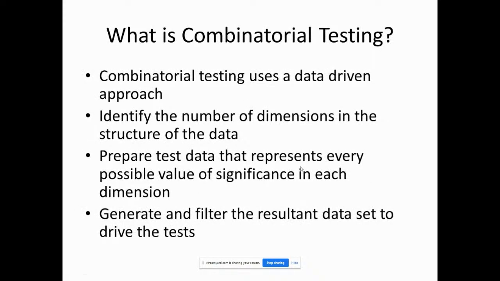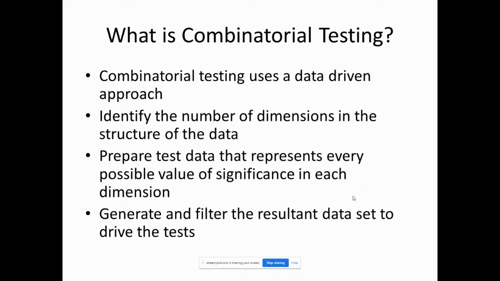So what is combinatorial testing? This is my lightweight spin on it, but combinatorial testing is data-driven. You identify the number of dimensions that are going to be in the structure of your test data, and you prepare the test data so that it represents every possible value of significance, not every possible value, but those values or value ranges which are of testing significance. And then you generate and filter the resulting data, and you drive your tests.